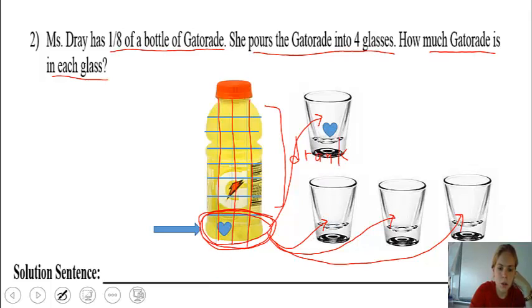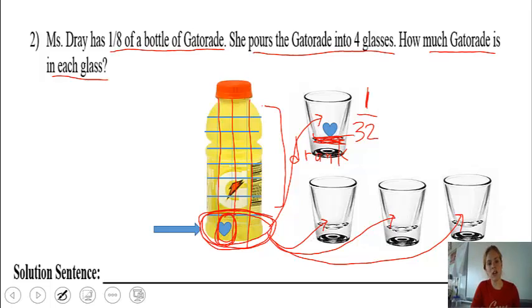So 1, 2, 3. So now we have 4 groups. And so how much of this little piece of my Gatorade is actually going to end up in the glass? Well, it's going to be just 1 part out of, let's count the total of my Gatorade bottle now. 1, 2, 3, 4, 8, 12, 16, 20, 24, 28, 32. Only 1/32 of the original Gatorade bottle, so a very little droplet of Gatorade is going to make it into the glass. So go ahead and write your solution sentence now.